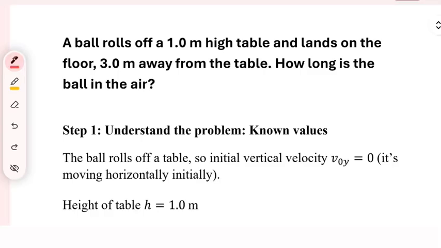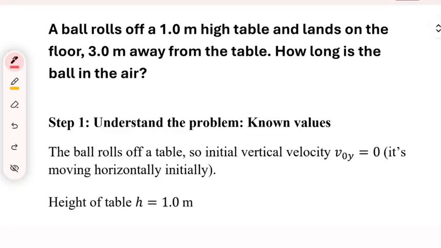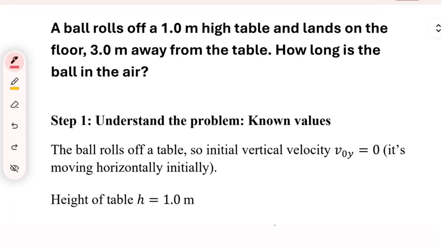Okay, so like we did in the previous videos, we will always have step 1 as understand the problem. That means you need to know first what is given, or the known values. That is always what we recommend in the previous videos. All right, so let's check the known values.